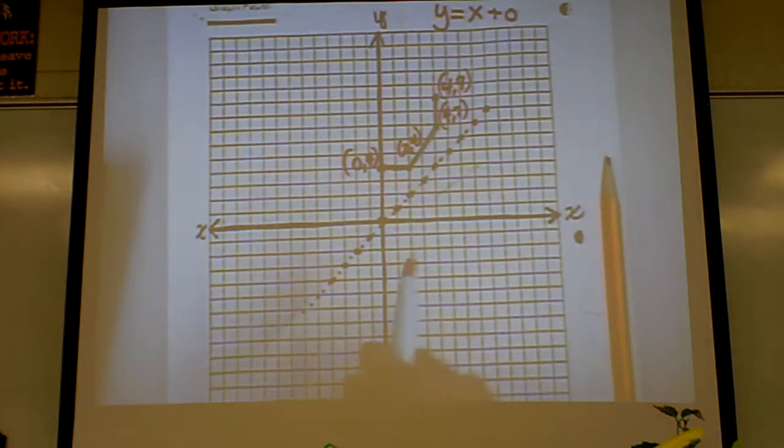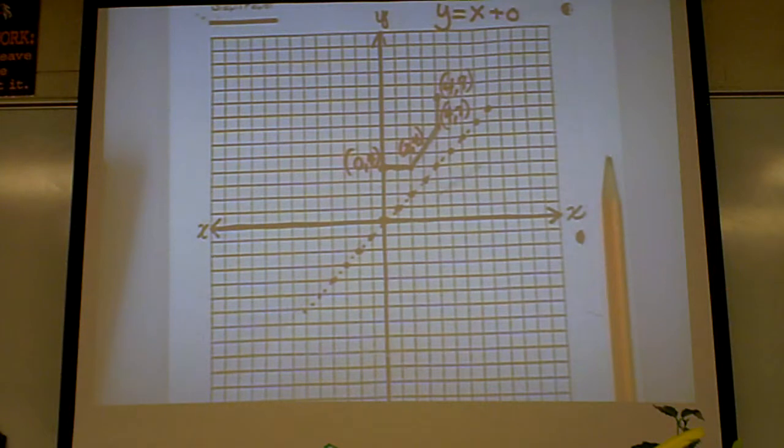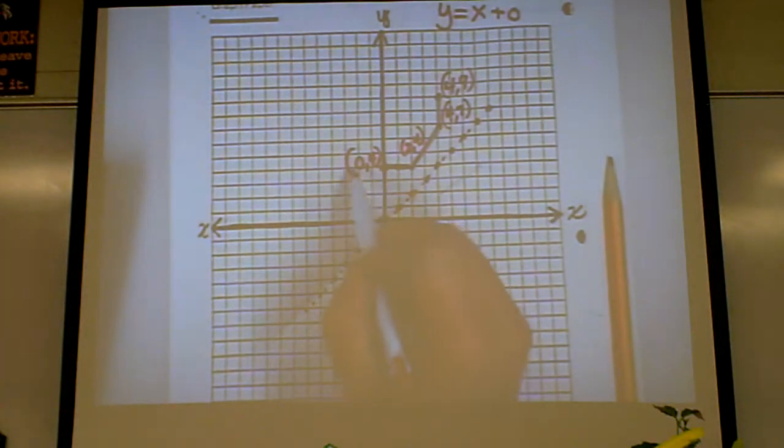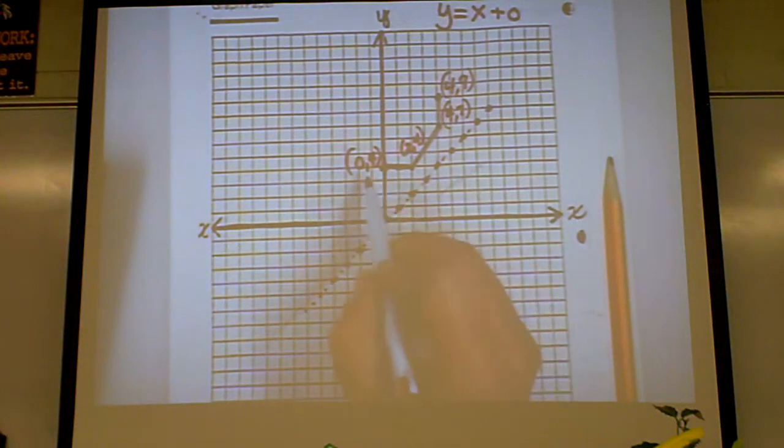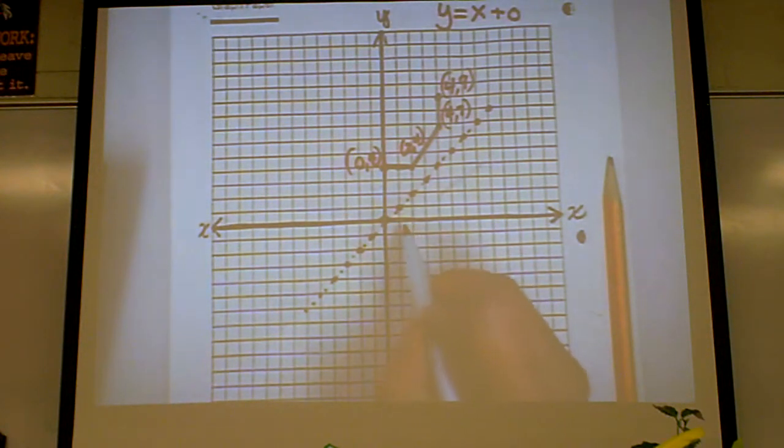When you reflect this over this line, what you're going to do is switch your x and your y. So in other words, see this ordered pair? If we wanted to flip this over this line, instead of 0, 4, you're going to graph 4, 0. 1, 2, 3, 4, 0.